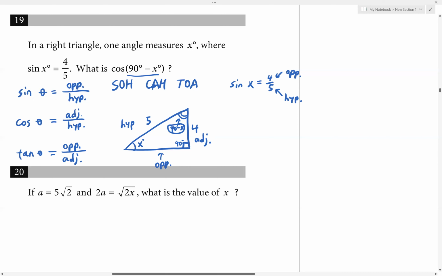So the cosine of this angle, adjacent over hypotenuse, will still be 4/5, so it doesn't change. So that should be our answer. Cosine of this angle should be 4 over 5, and that is our final answer for this question.